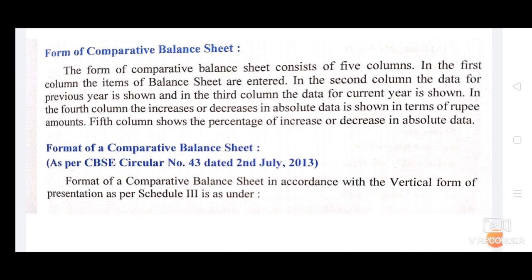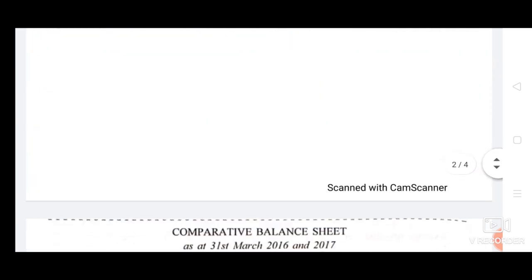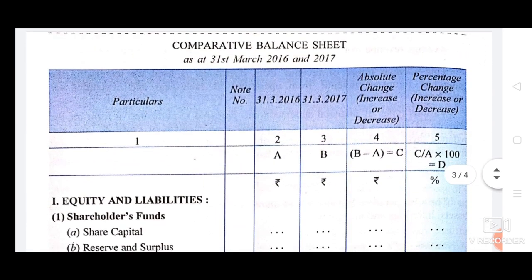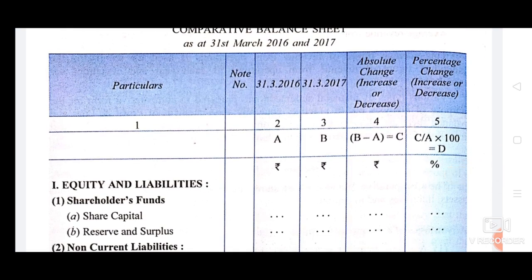We have to prepare comparative balance sheet as well as comparative profit and loss statement. First concept we will study is comparative balance sheet. Here is the format of comparative balance sheet. The comparative balance sheet shows increase and decrease in the various assets, liabilities and capital, etc. As per CBSE guidelines, the format of comparative balance sheet is given below. See this statement, see the format. Comparative balance sheet as on 31st March 16 and 17.